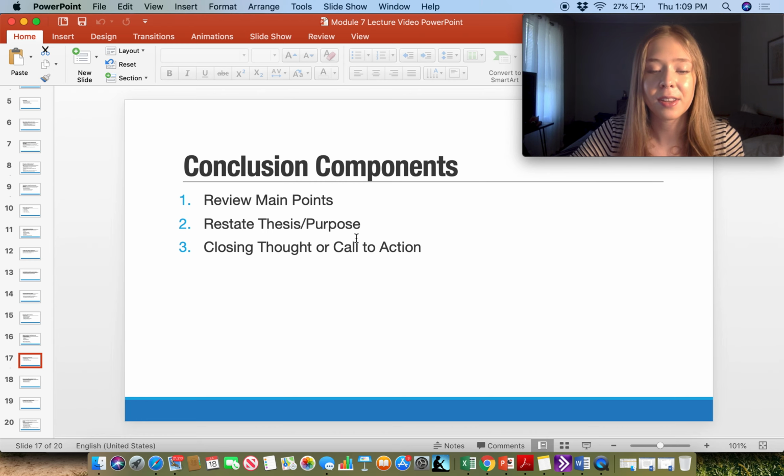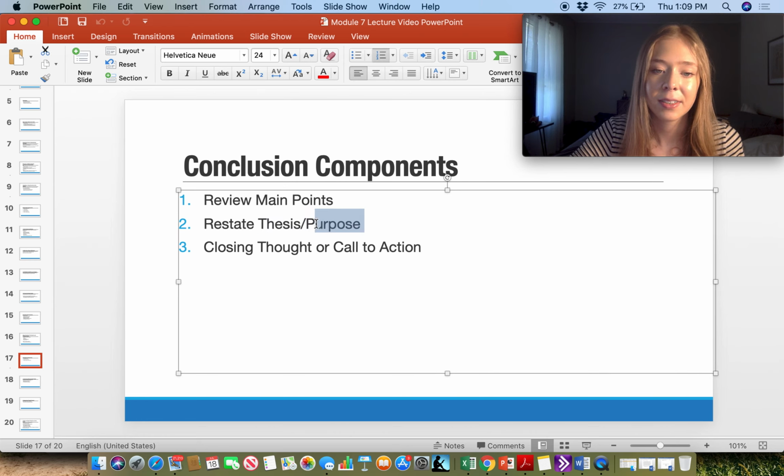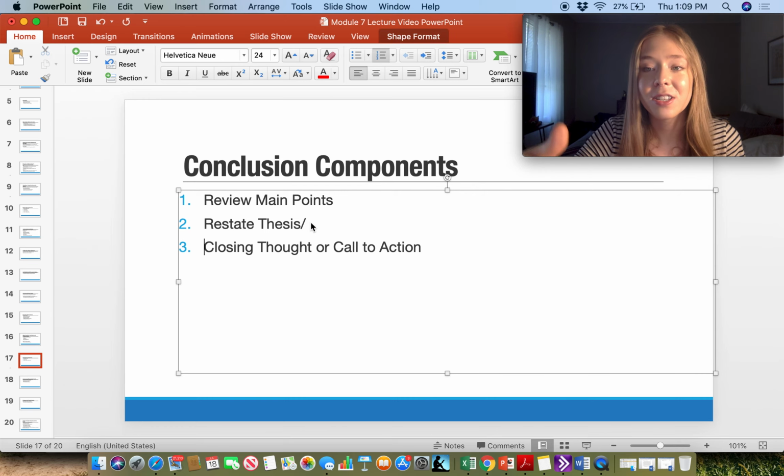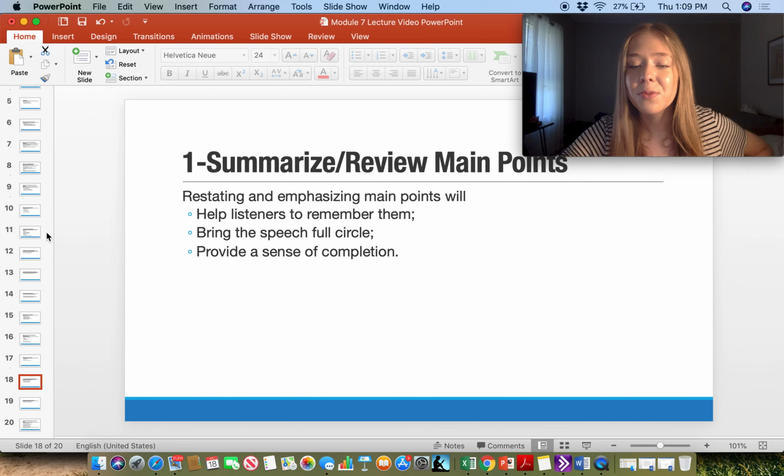Please just note that, if you want to ignore this, whatever. Just restate your thesis really strong for the audience. And then a closing thought or call to action. Again, this needs to be very strong. So again, summarize, review your main points.